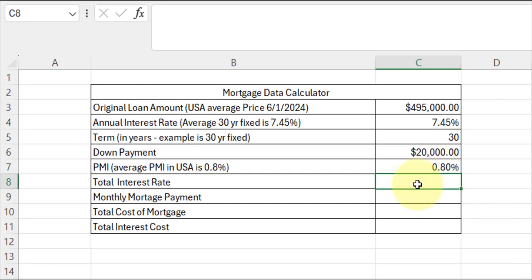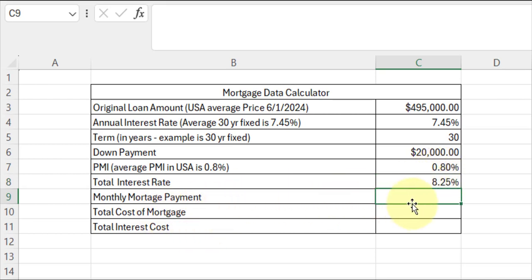And then we have the total interest rate. The total interest rate is very simple. We're going to take this and add them together. So we just equal this plus this. So that's our total interest rate of 8.25%.